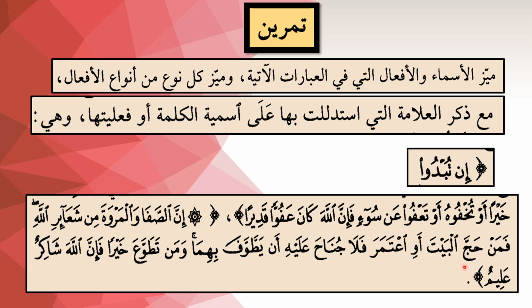Faman hajja. This is the past tense. Hajja means to do the hajj. Al baita. Baita is a noun. Why? You can see the lamat tarif. Awi tamara. So this is the five-letter verb, past tense. Tamara, to do the umrah. Fala junaha. Junaha means no sins. عليه أن يطوف. يطوف means to do the tawaf, and this is a verb actually. بهما.